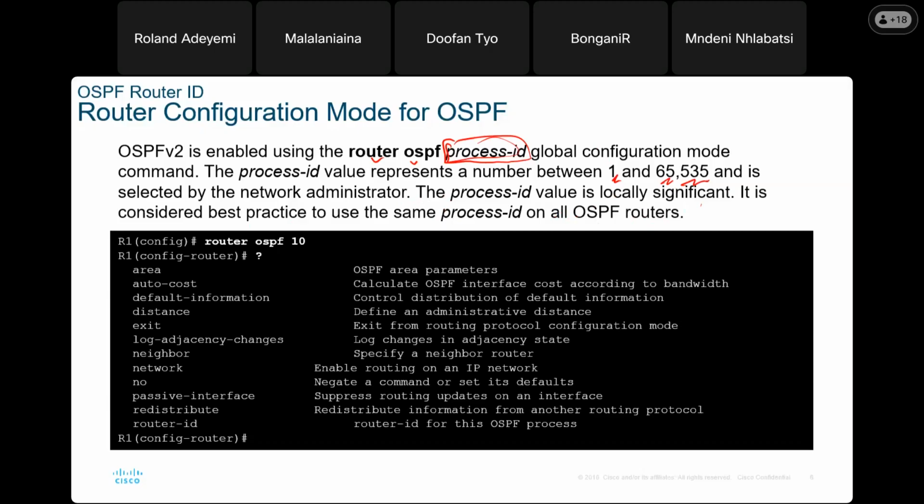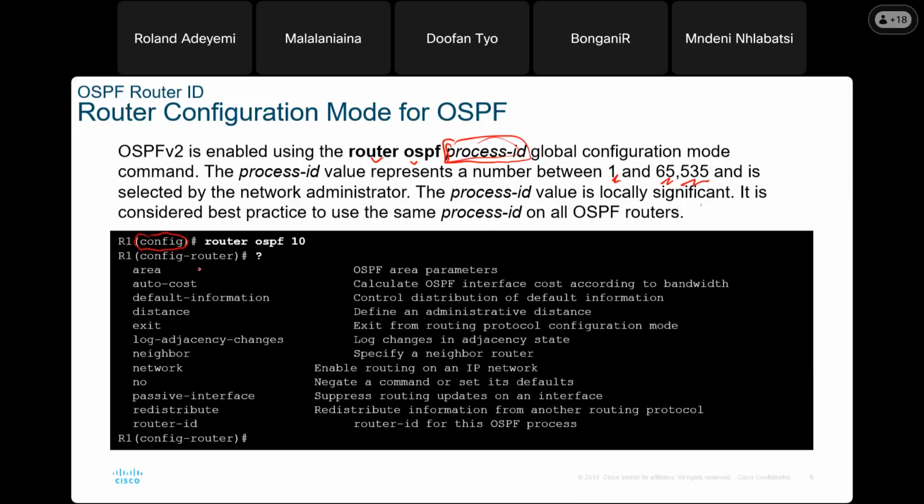So that process ID is just a number, a value between 1 and 65,535. And what does it really do? It's just to identify the routing process under OSPF. And that is the way OSPF behaves. Look at that as the example here.